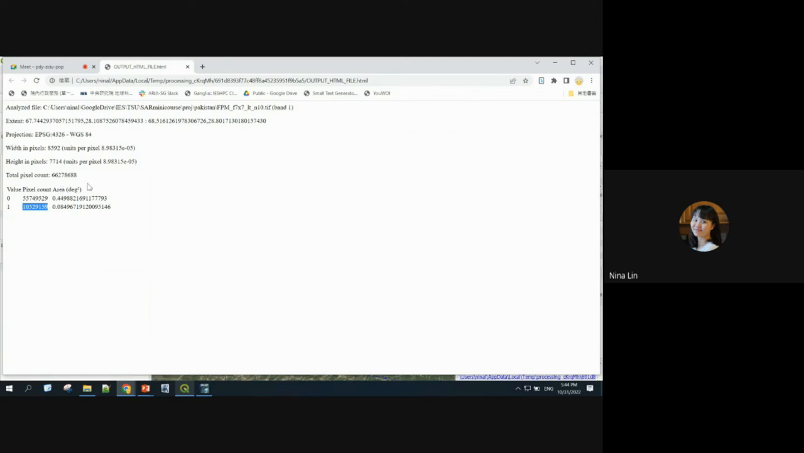It calculates the area in degrees, but you can easily convert this into, for example, square kilometers, because you know that by default, for the Sentinel-1 GRD file, the pixel size is 10 meters by 10 meters. So that means each pixel is 100 square meters. So you just multiply this value by 100, then you get the flooded area.